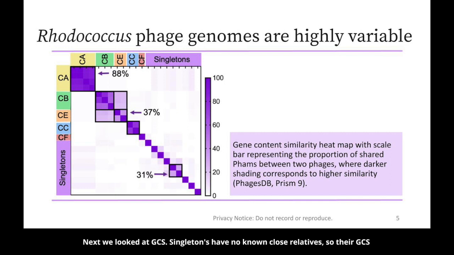Next, we looked at GCS. Singletons have no known close relatives, so their GCS are expected to be low. However, we find that some singletons share some similarity. REC2 and WAC, for example, share 31% of FAMs, which is high for singletons, and which we will explore later. Most Rhodococcus singletons share little similarity with each other, but their whole genome trends are reflected in their single genes.